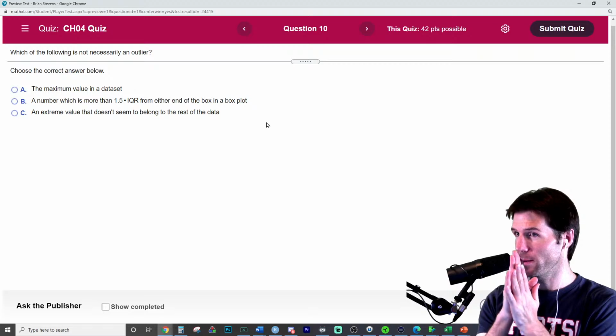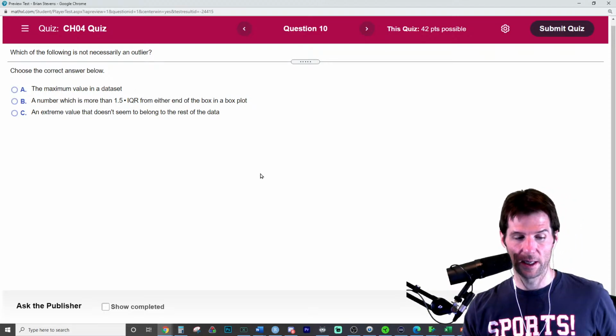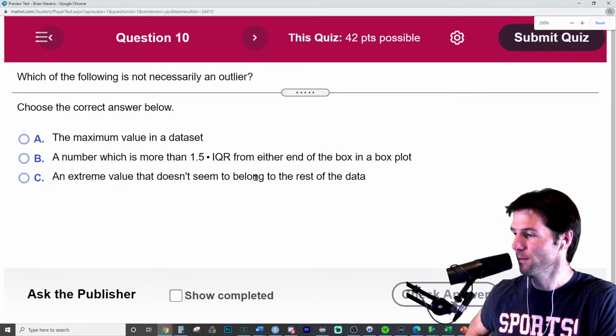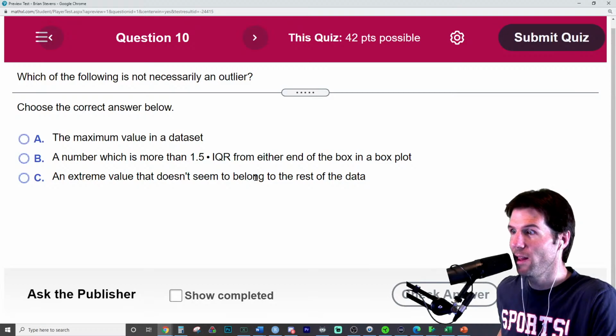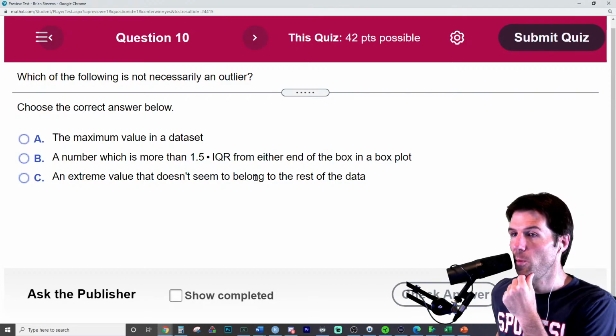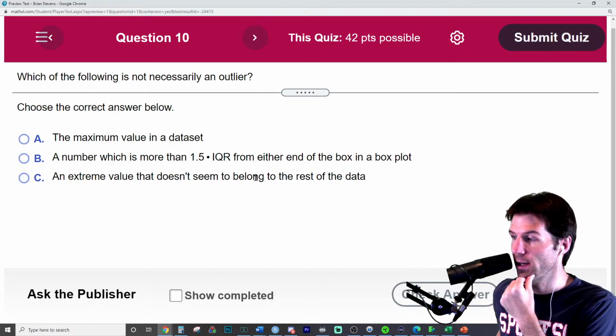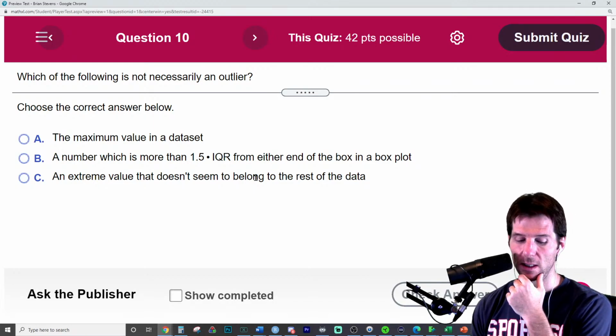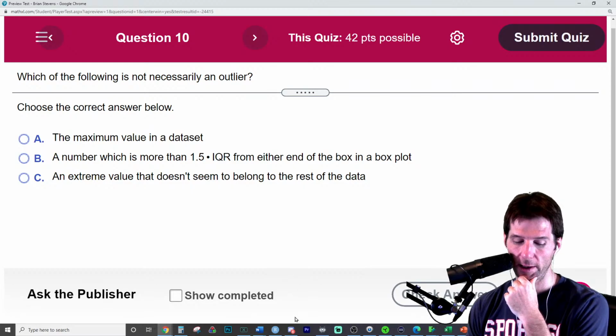Okay, so here we are. Which of the following is not necessarily an outlier? Oh, you got this. Imagine this was a test question. I'd love this as a test question. 50 points. Which one of these is not necessarily an outlier? I would love this as a test question.